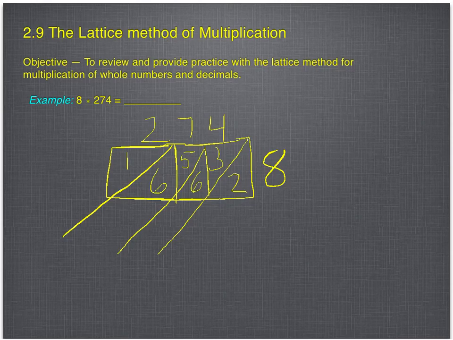And now all I need to do is add. Well, there's nothing to add to 2, so I just bring down the 2. I have 3 plus 6 equals 9. 5 plus 6 equals 11. And I carry a little 1, and I have 1 plus 1 is 2. So my answer is 2,192.